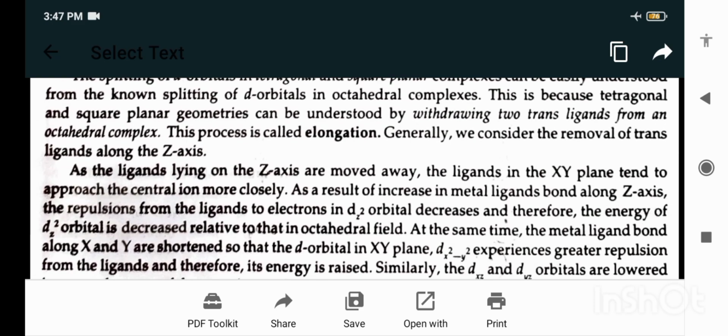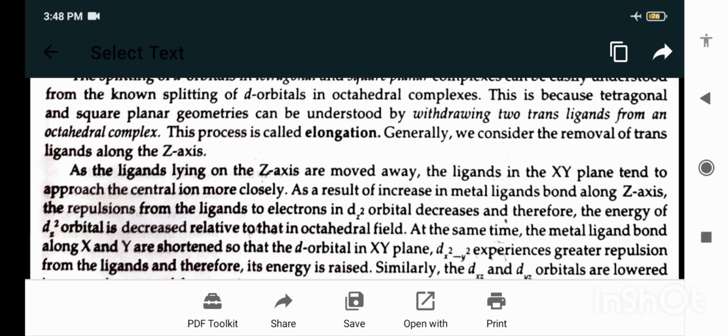As the ligands lying on the z-axis are moved away, the ligands in the xy plane tend to approach the central ion more closely. As a result of the increase in the metal-ligand bonds along the z-axis, the repulsion from the ligands to electrons in the dz square orbital decreases, and therefore the energy of the dz square orbital is decreased relative to that in the octahedral field. At the same time, the metal-ligand bonds along x and y are shortened, so that the d orbital in the xy plane, dx square minus y square, experiences greater repulsion from the ligand, and therefore its energy is raised.